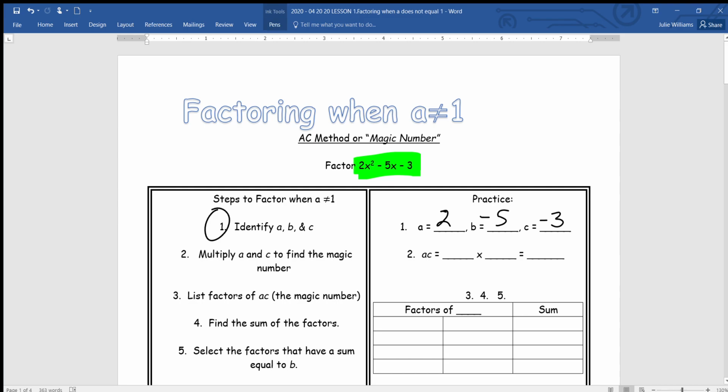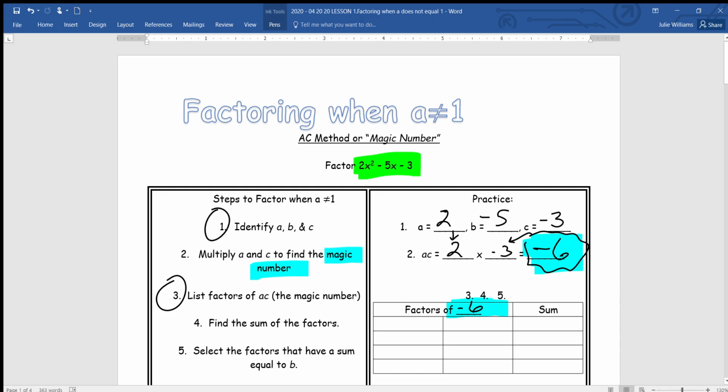Okay, we're going to create our magic number. Magic number is simply a times c. So I'm going to take my a value of 2, my c value of negative 3. So my magic number is negative 6. Magic number is negative 6. Okay, so now we find factors of the magic number. So finding factors of negative 6.